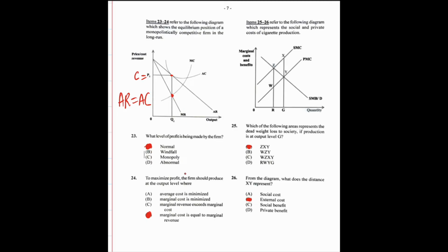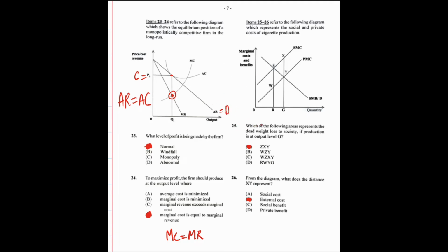To maximize profit, firms should produce at the output level where marginal cost is equal to marginal revenue. MC is equal to MR. And as you can see right here, they do it. Because right here, this is where MR equal MC, and then they extrapolate upwards to the AR curve, which is also the demand curve. Right?